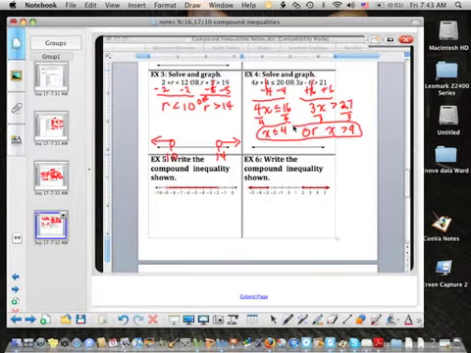We don't write those compound like we do the other ones, like we do the ands. I've got a 4 here. I've got a 9 there. This one has an open circle shaded this way. This has closed, shaded out.